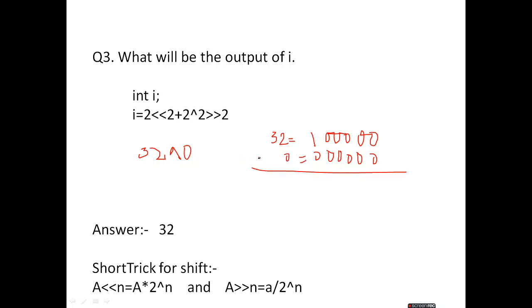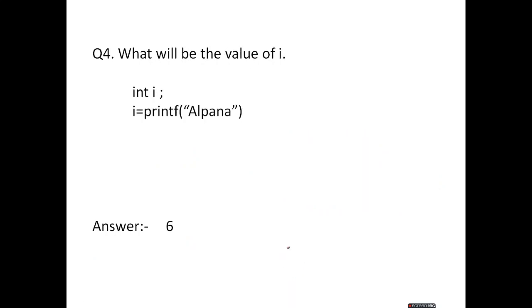Now we need to perform the XOR operation. If both are 0, it is 0, and 1 XOR of 0 is 1. So it represents 32. So our answer is 32. The value of I is 32. This is a very important trick. We can calculate it very easily and it is a very time-saving concept.